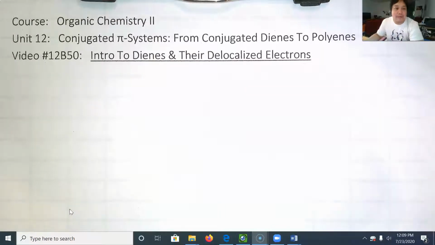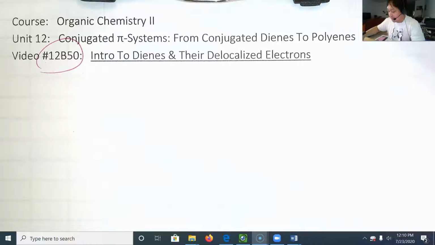Hi everyone, we have a new unit, Unit 12, where we are going to talk about conjugated pi systems. And these are the molecules that have conjugated dienes, and we may later on look at extended pi systems called polyenes. But let me draw you a couple structures so we know what kind of molecules we'll be dealing with.